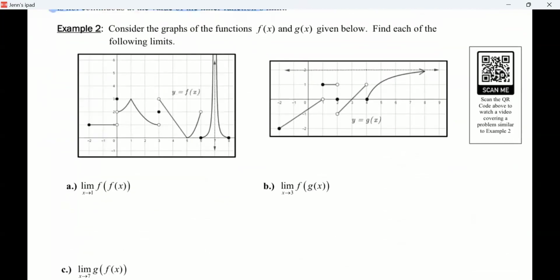So let's take a look at example 2a. The limit as x approaches 1 of f of x. I know that I'm going to have to rewrite this as f of the limit as x approaches 1 of f of x. Again, I'm given two graphs. I'm given the graph of f of x and the graph of g of x. So just make sure we're reading the correct graph. The first thing I'm going to do is find the limit as x approaches 1 of the inner function. The limit as x approaches 1 of my inner function is 3.